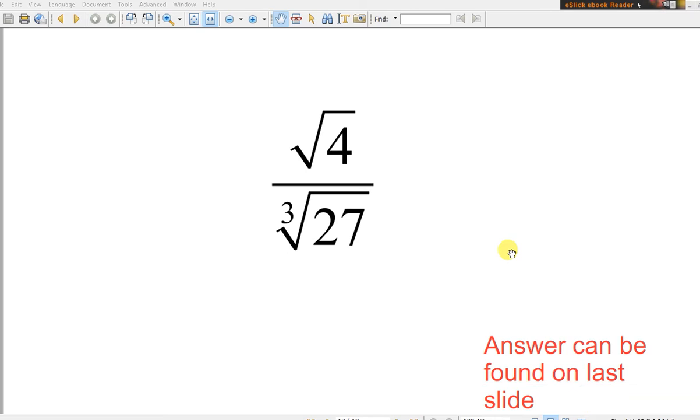Ooh. Now this is a weird one. It's a square root and a cube root. Any ideas out there? You want to put into the chat feature if you're watching this live? Square root of 4 is 2, cube root of 27 is 3, so 2/3.